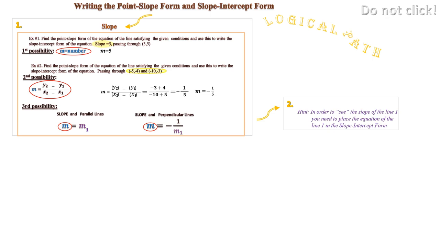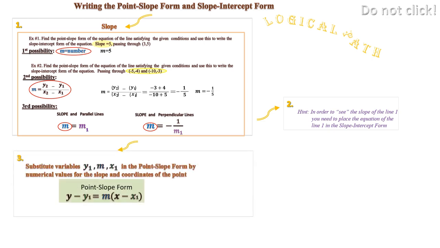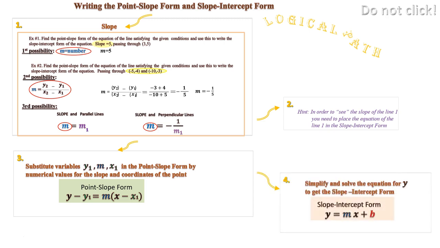When you have slope, then you can substitute coordinates of the point and slope in point-slope form and simplify as much as you can. When you have the simplest point-slope form, you can solve this equation for y and you will have slope-intercept form. This is what you have to practice in order to write the point-slope form and slope-intercept form of the line.